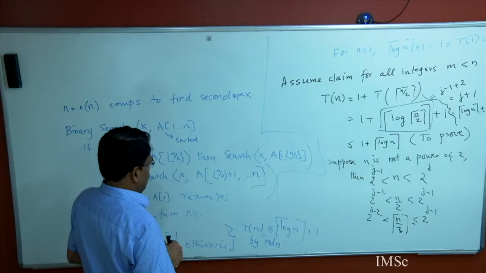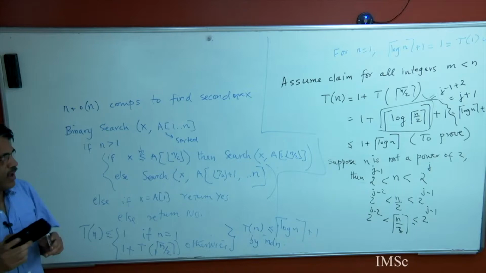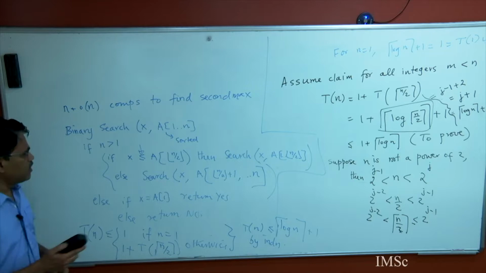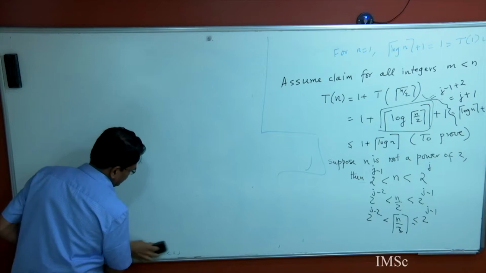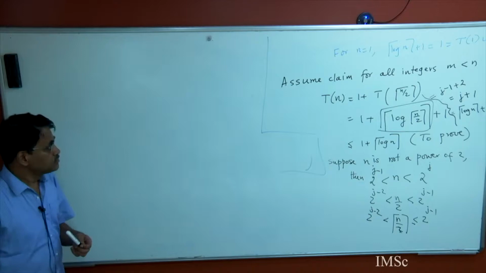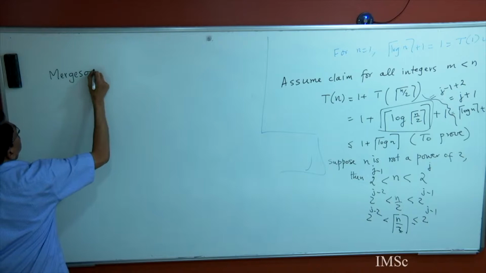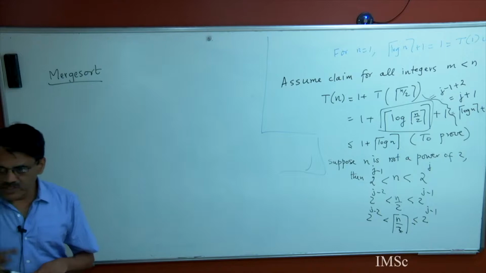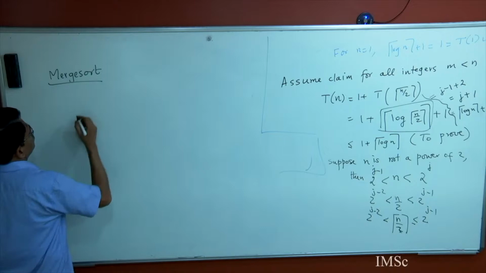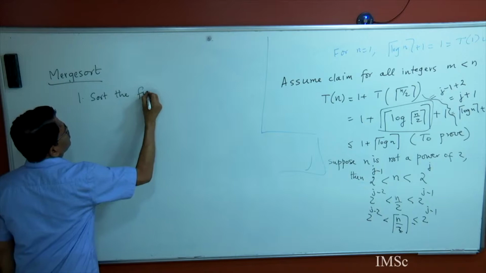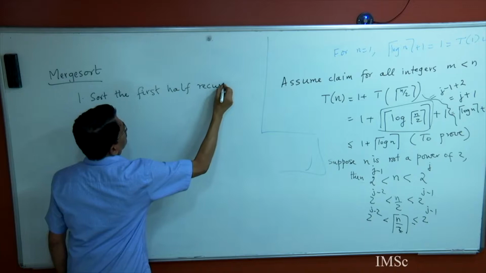Okay, so the other algorithm we analyzed using recursion is merge sort. We wrote down the algorithm and analyzed it assuming n is a power of 2, but let's see what if n is not a power of 2, and we'll get a more precise bound even in this case. So how does the algorithm work? Well, we will sort the first half recursively. Sort the second half recursively.